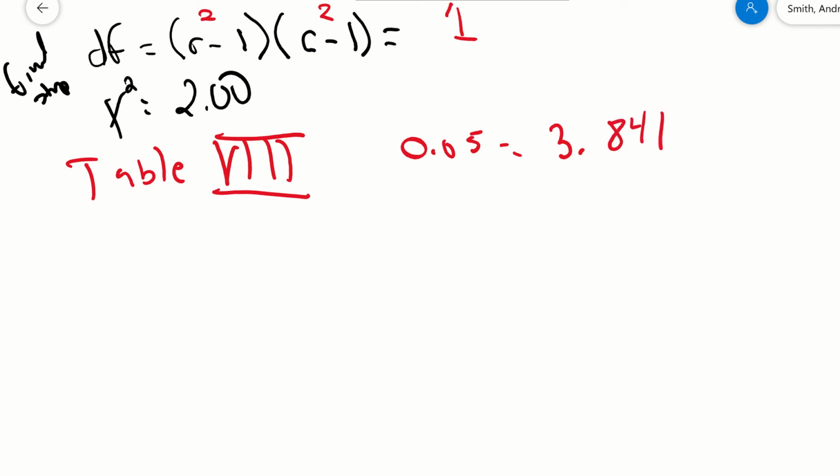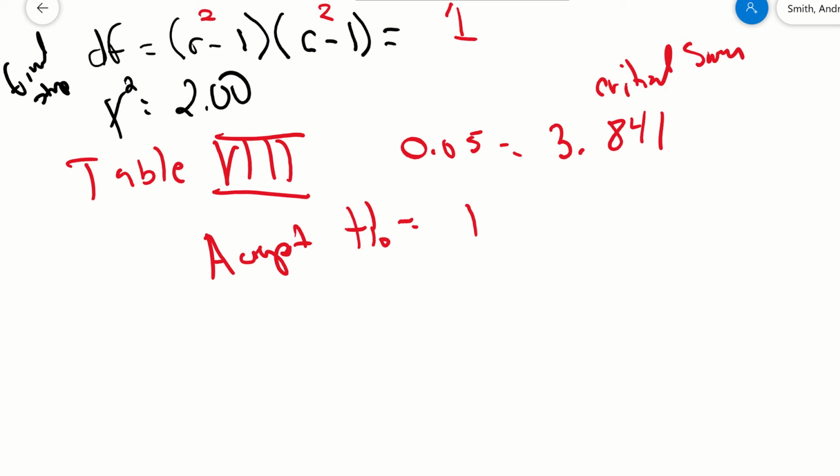And our chi-square is 2.0, right? So again, is this chi-square greater than or less than our critical score? Let's call this a critical score, right? In this case, our chi-square is less than our critical score. So this means that we accept the null hypothesis. There is independence here. These things are not reacting with one another, right? They're not related, right?